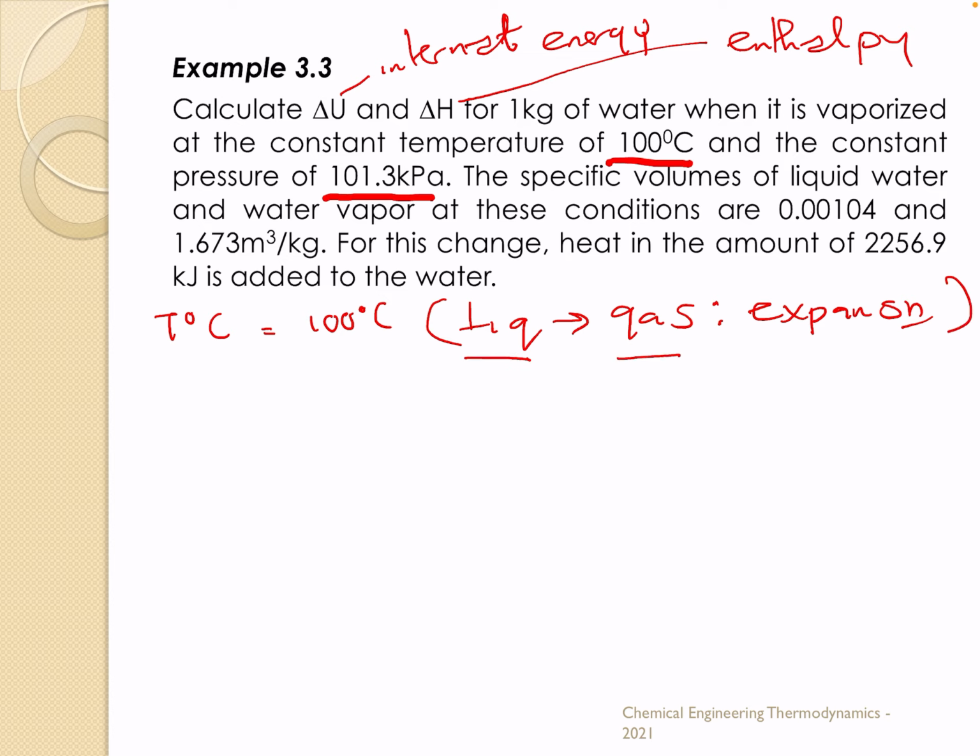Remember, we've seen an example in one of the previous classes that when you have expansion, the work done is positive. So take note of that. The specific volumes of liquid water and water vapor are given. Water vapor is steam, and liquid water, we have the values there.